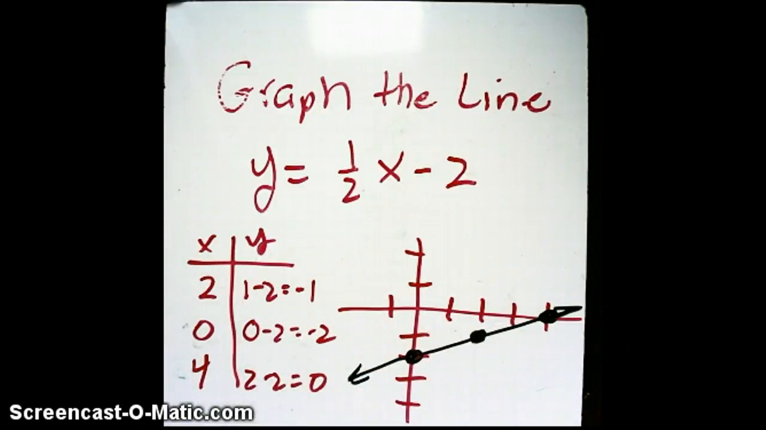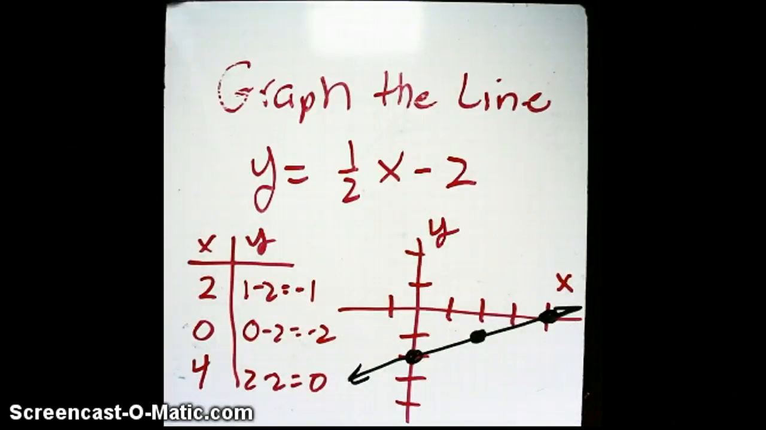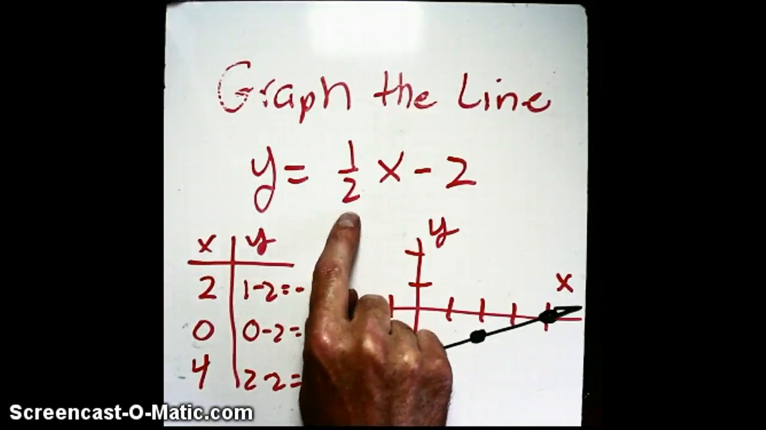Now, the question is, what color is the coordinate plane? The coordinate plane in this case is red. What color is the background of the coordinate plane? That's white. What color is the function? Black. Okay? So we just graphed this linear function.